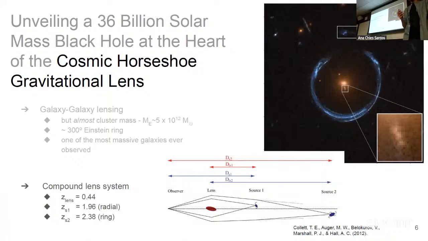But this galaxy is even more special because so far I was talking about just one lens and one source galaxy, so we have just one deflection. But this system is actually a compound lens system, which means that we have another source in the same line of sight. So instead of having just one lens and one source, we have one lens and two sources, meaning that the light coming from the most distant source is being lensed by source one and lensed again by the main galaxy.